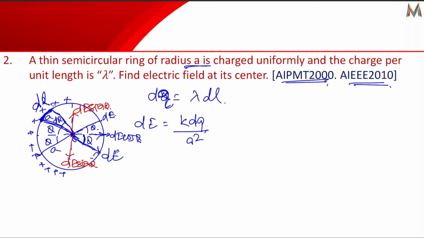So if you have taken two parts, these two, each with d theta, then due to these the dE sin theta components are opposite of each other. These two components will cancel out, so the electric field remains only in the direction of dE cos theta. If this is point O and this is point P, then the electric field in the direction of OP will be only K dq by A square cos theta.